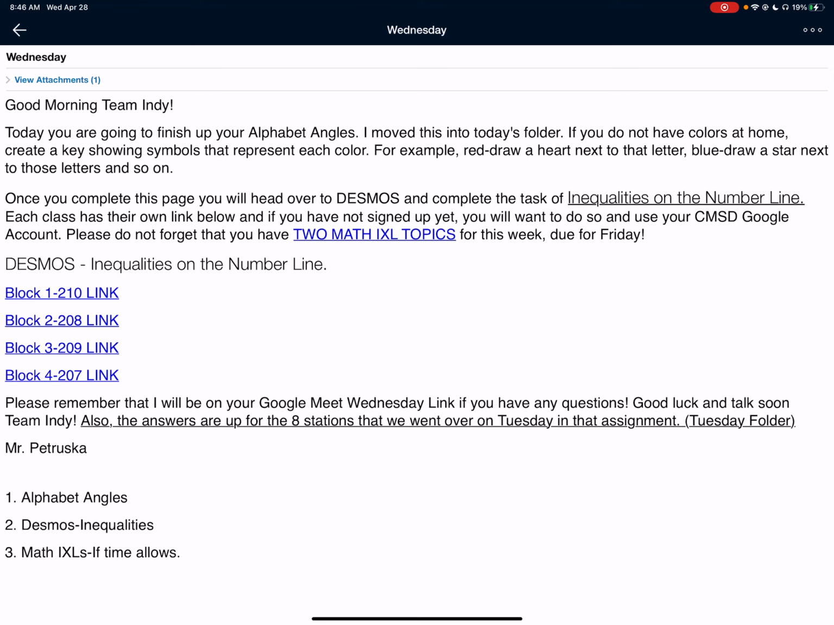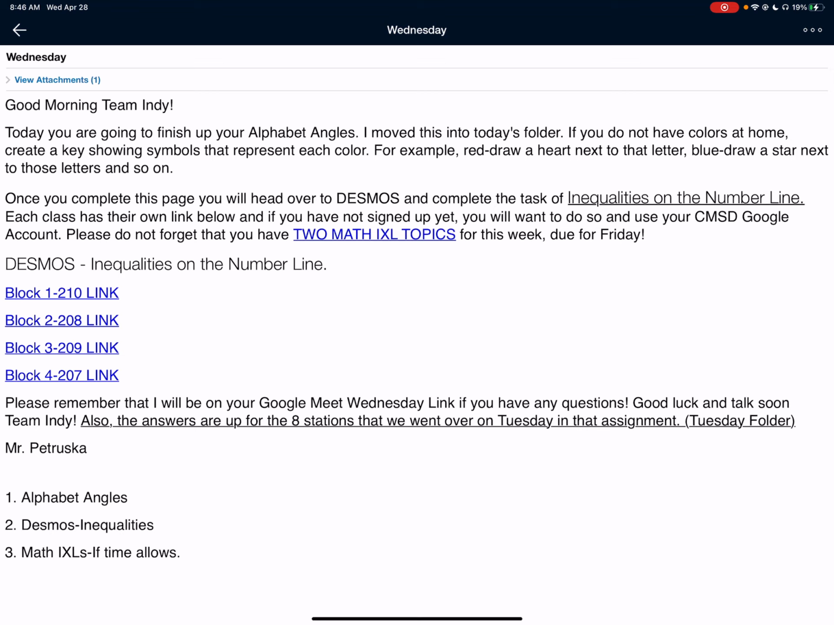If you do not have colors at home, markers, crayons, colored pencils, just create a key that you can use with different symbols. For example, I put in here, if it says for red, you're to circle it. Well, if you don't have a red at home, just draw a heart next to the letter, and just below, make sure you say red stands for the heart or heart stands for red. Maybe if it's blue, you draw a star next to those letters, and so on.